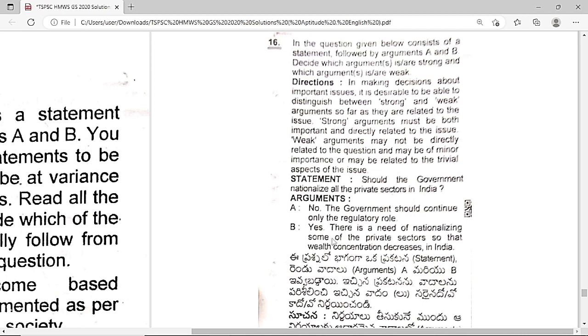Argument B, yes. There is a need of nationalizing some of the private sectors so that wealth concentration decreases in India. So the answer is both A and B are going to follow.